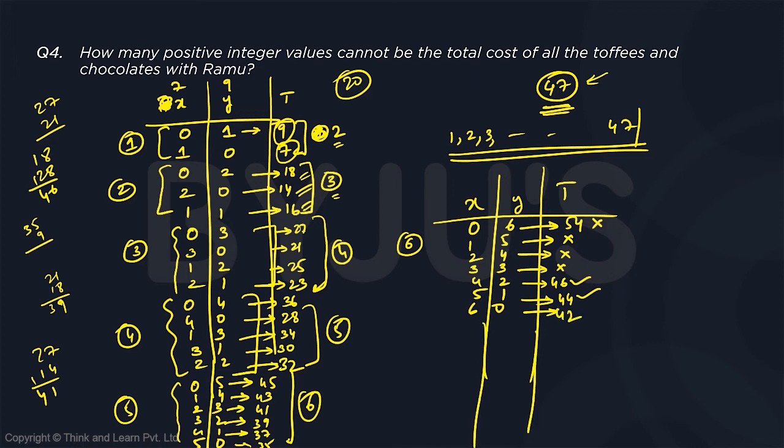Then let me continue this. So totally how many we got? Only we got 3. 3 here. So 20 plus 3. 23 out of 47 till now.